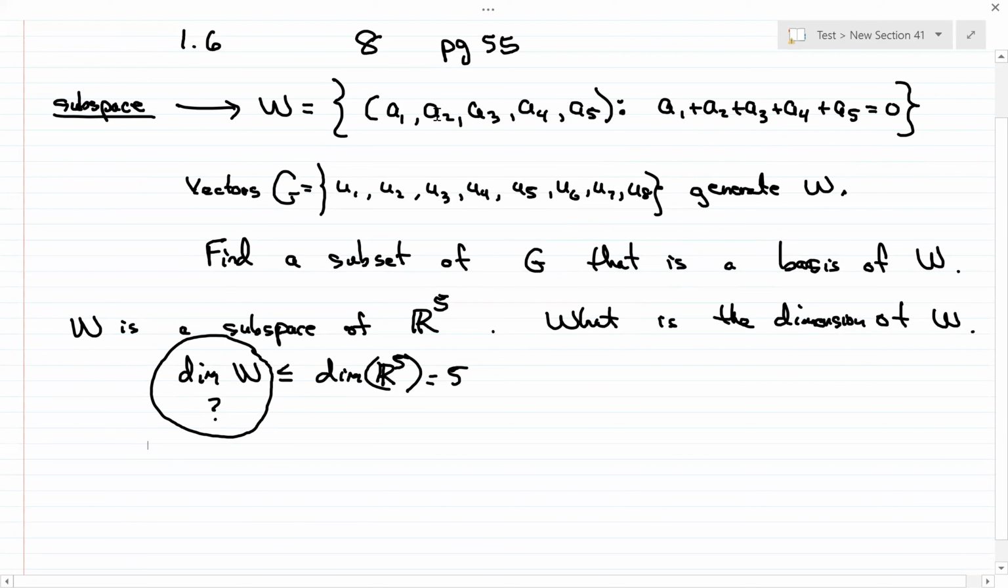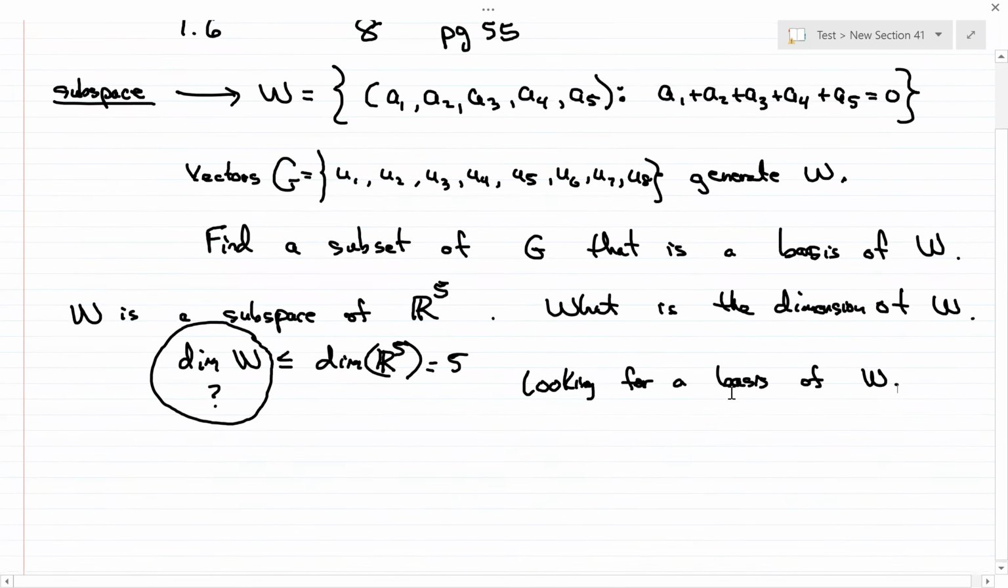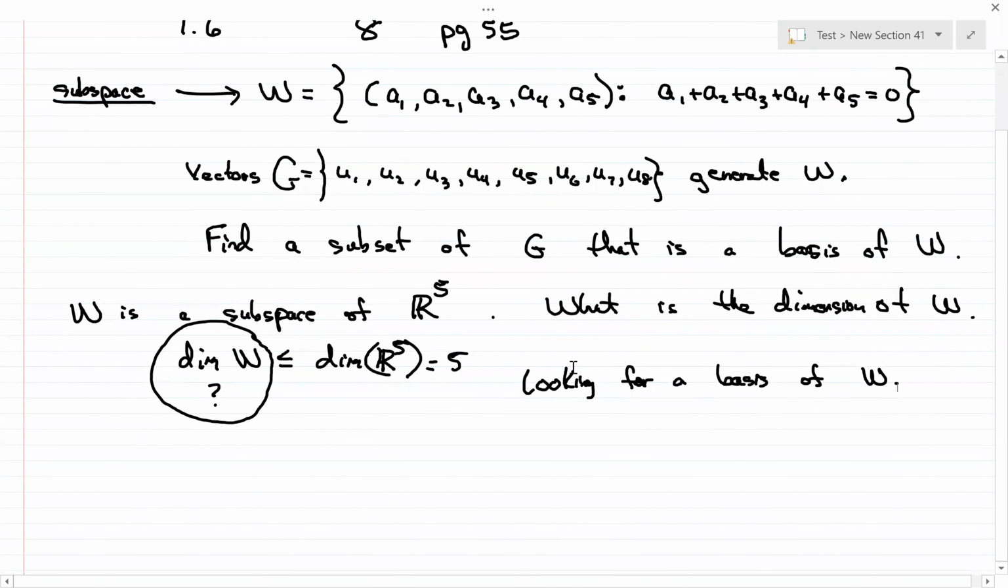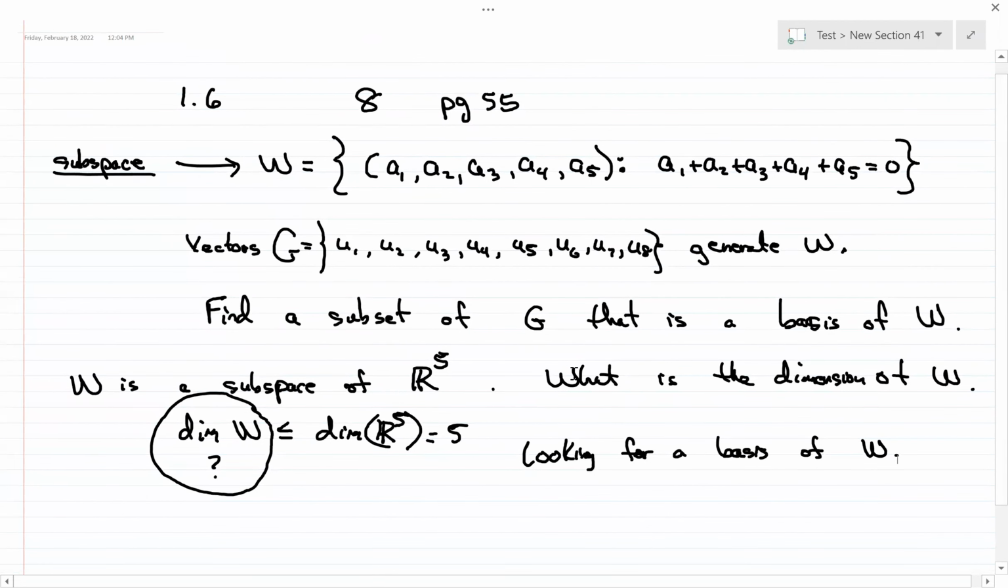So things in W have their coordinates adding up to 0. So something that looked like this might be a basis. So what am I doing? I'm looking for a basis of W. Now, that's not exactly what they're asking for, but it's similar and it's interesting in itself.